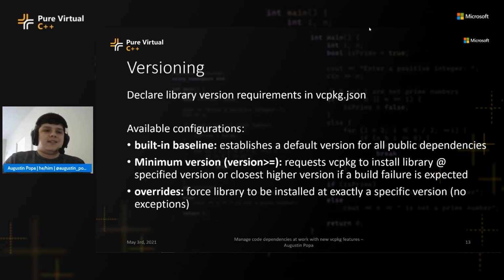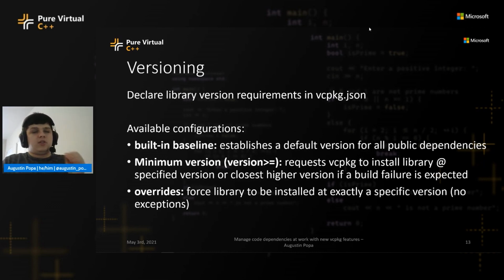The second thing you can set is something called a minimum version. So this is useful if you want to say, well, actually, I want a greater version than my baseline. I don't want to be just on the baseline. So if you want to say, okay, I want at least this version of a library, you would use version greater than or equals to say that you want that.